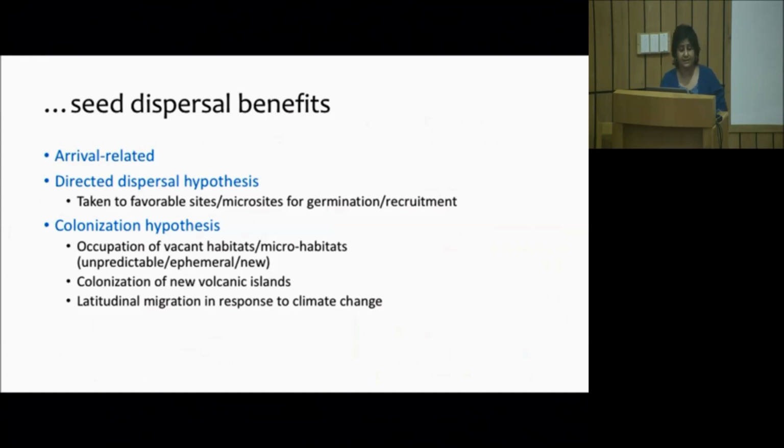There's also the colonization hypothesis. Seed dispersal is also beneficial because there are sometimes ephemeral, unpredictable new vacant habitats created, and the arrival of seeds there allows plants to regenerate and expand their area of occupation. Also in new volcanic islands which have been destroyed, there is a famous example in Indonesia, in Krakatoa, of the recolonization by plants after a volcanic eruption. There's also latitudinal migration in plants in response to climate change.